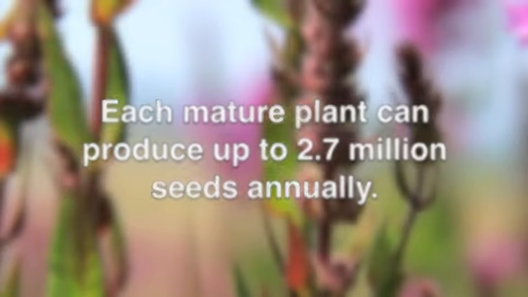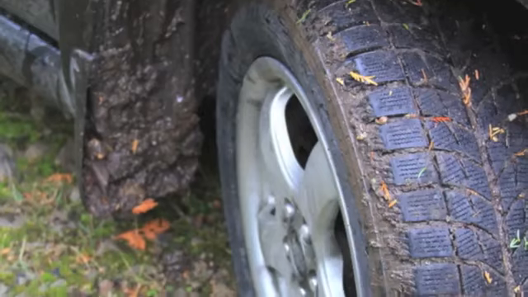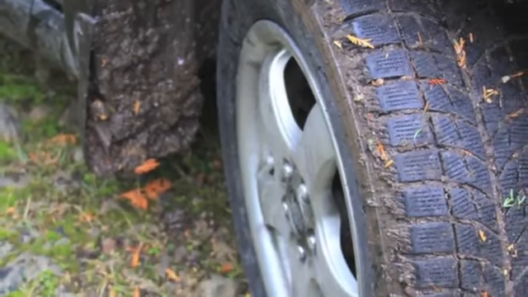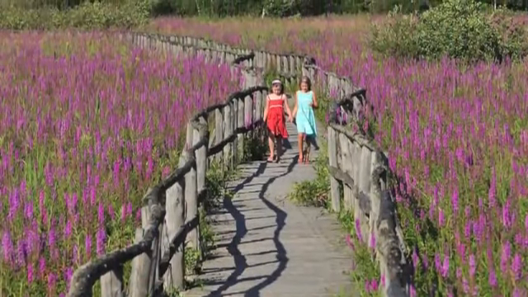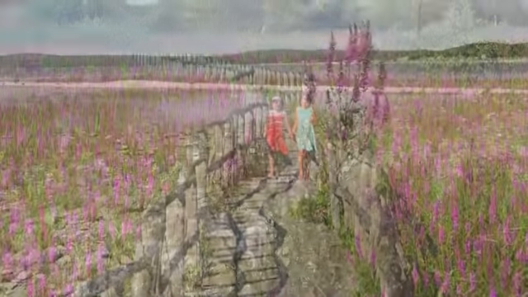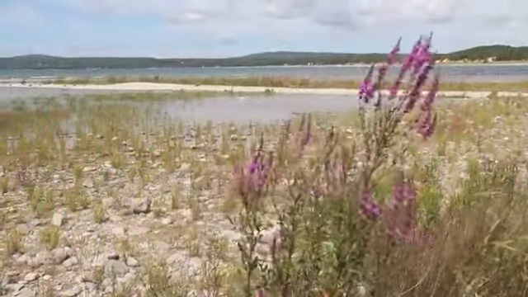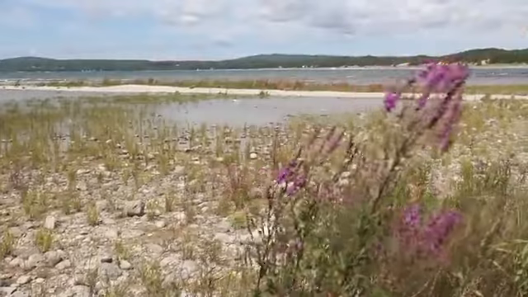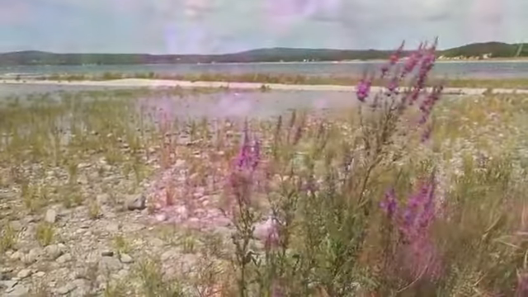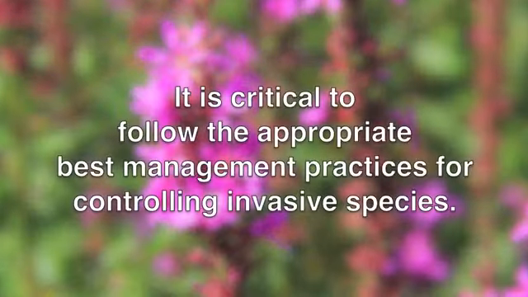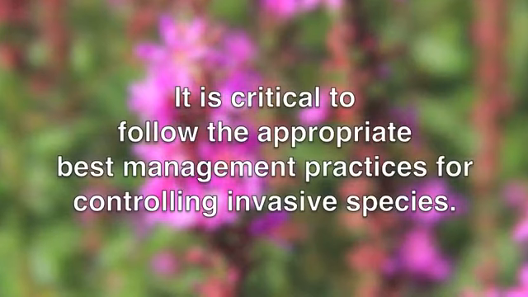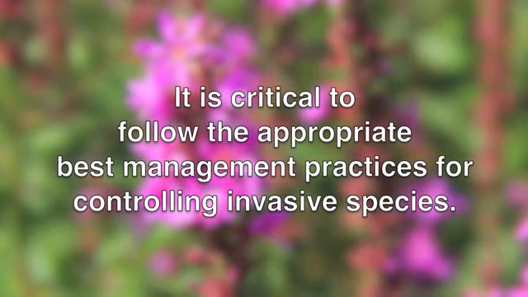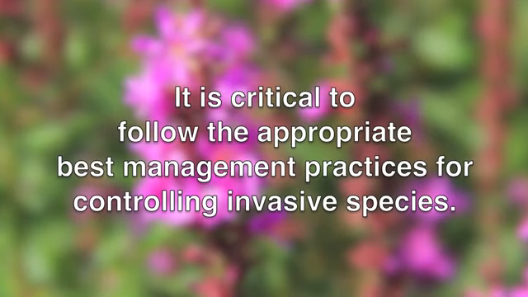Its seeds are generally dispersed by water, but they can also spread by the wind and by mud attached to wildlife, livestock, vehicle tires, boats, and people. Controlling the spread of purple loosestrife is crucial for protecting vital fish, wildlife, and native plant habitat. As with management of most invasive species, it is critical to follow the appropriate best management practices, as improper control methods can oftentimes accelerate the spread of invasive species.